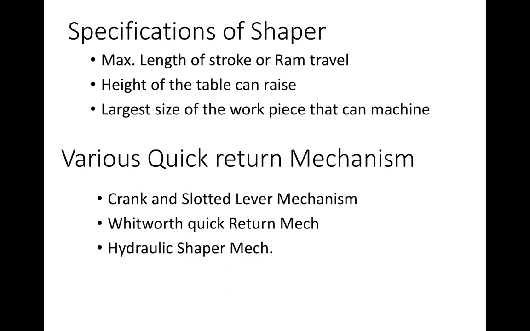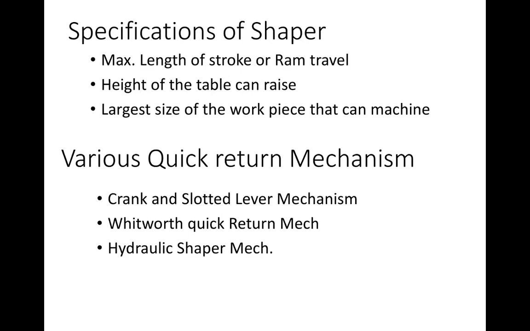Basically there are 3 different kinds of quick return mechanisms: the crank and slotted lever mechanism, the Whitworth quick return mechanism, and the hydraulic shaper mechanism. The first 2 you can see in this class, and the hydraulic shaper mechanism maybe in the next class. I hope you have studied this in your kinematics of machines. In kinematics of machines, you studied the 4-bar mechanism, right? We have studied the different inversions of the 4-bar mechanism.